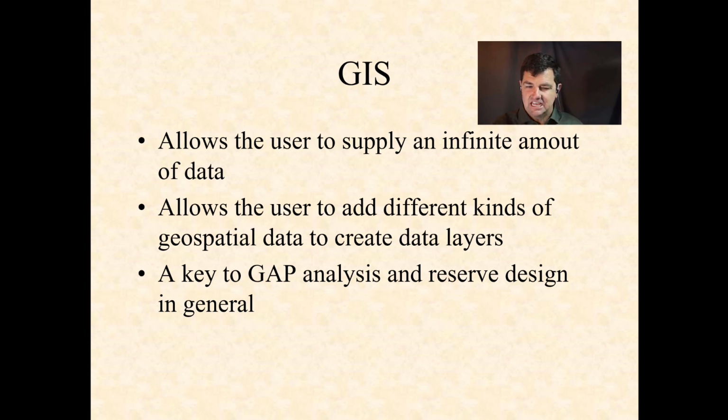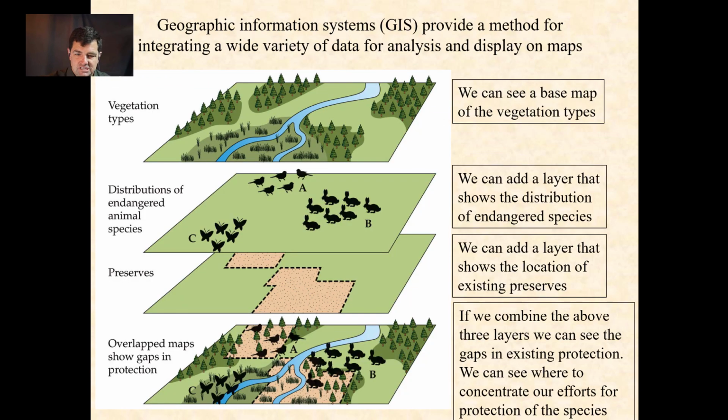And it is a key to gap analysis and reserve design in general, because you can see these different layers and break them apart as to what is happening with different data sets. So, for example, here's an example of some of those layers and what you can do in GIS.